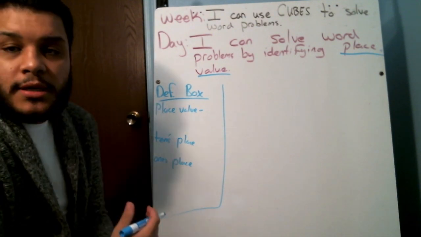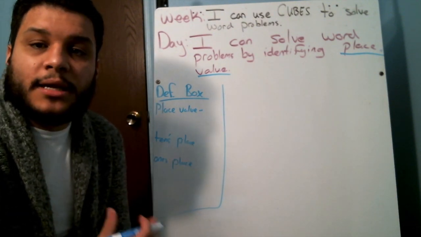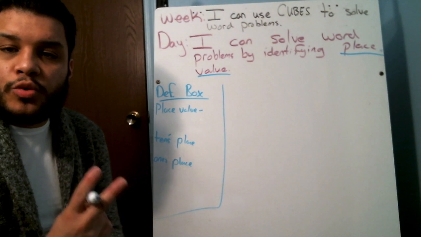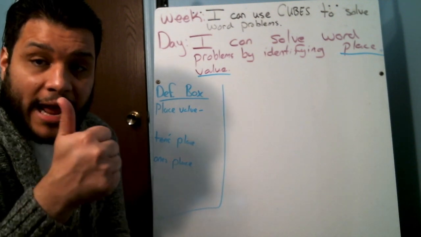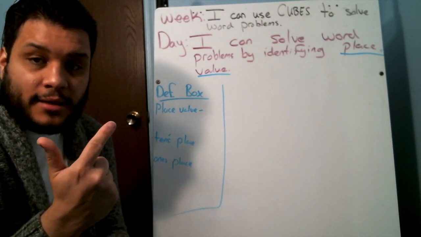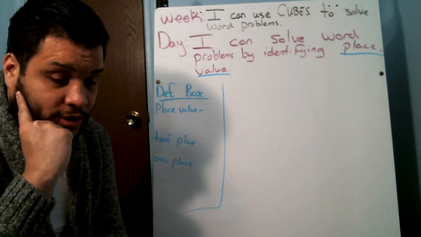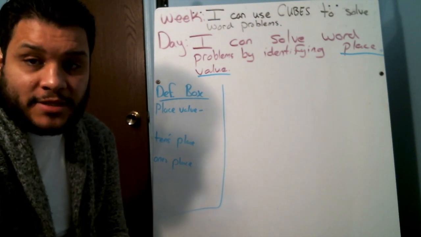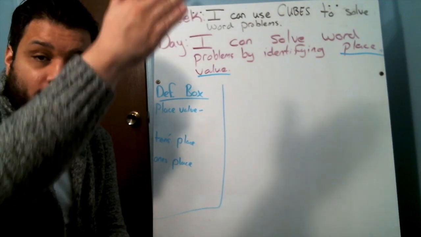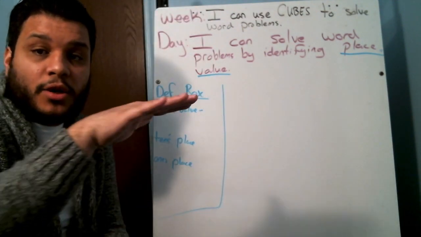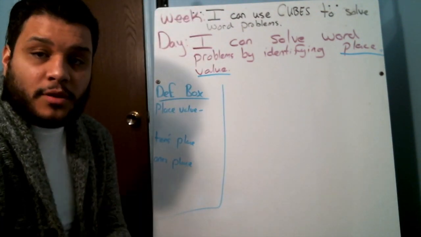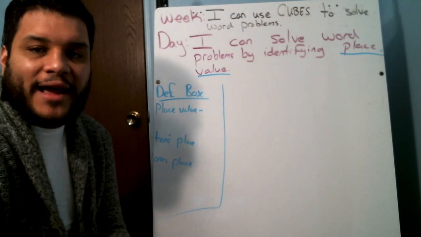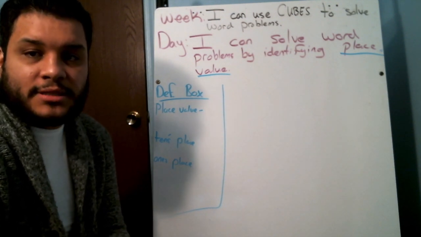And the last two words that I'm going to put in my definition box are two words that we're going to be using when we are either adding or subtracting. And I know you guys have heard of these words because I've spent some time on them. It's our vertical and horizontal. So I'm going to put those words in and then we are going to define them.